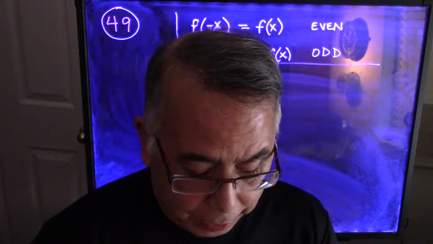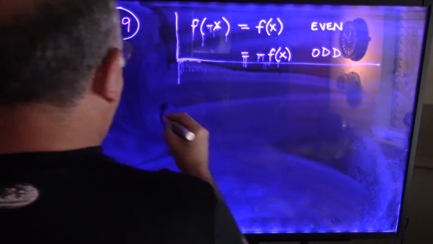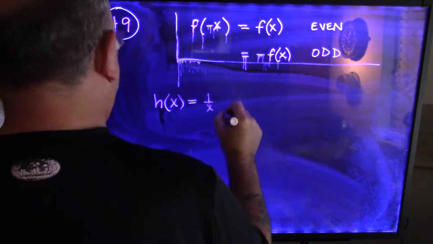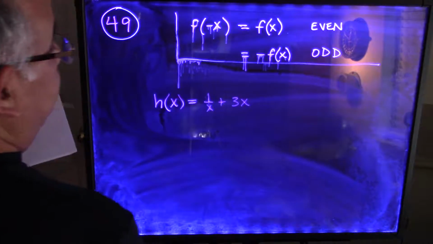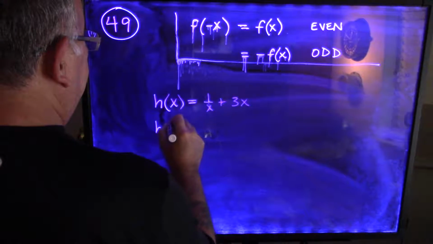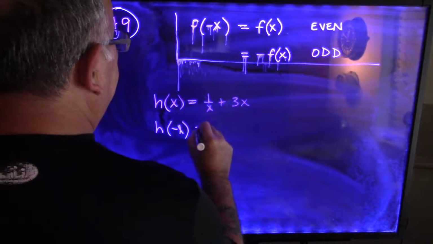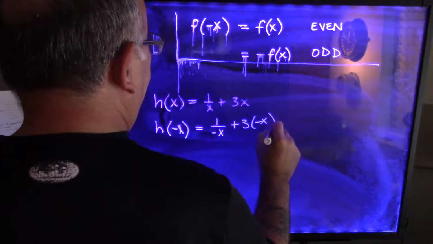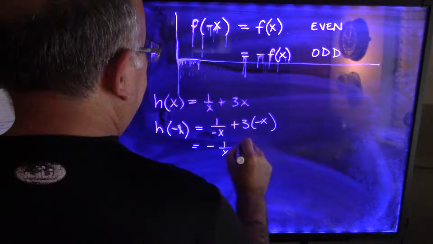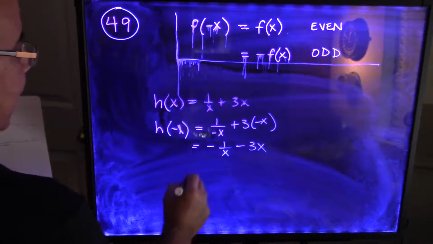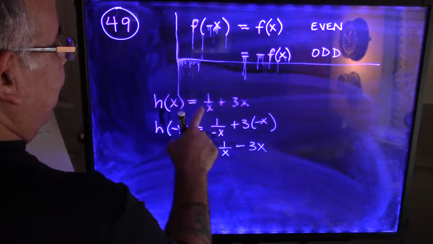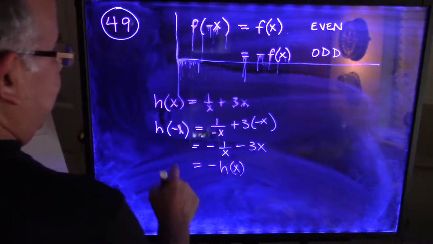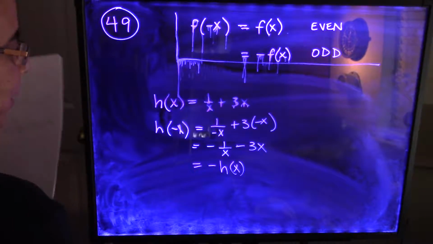Number 49, we have h of x equals 1 over x plus 3x. Okay, so what's h of negative x? That's equal to 1 over negative x plus 3 times negative x, or negative 1 over x minus 3x. There you go. That's the negative of h of x, right? If you take the negative of this whole thing, you get this. So that's negative h of x. H of negative x equals negative h of x, and that's odd. Alright, odd function.